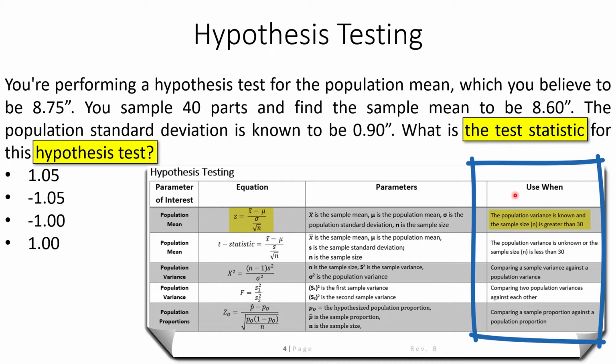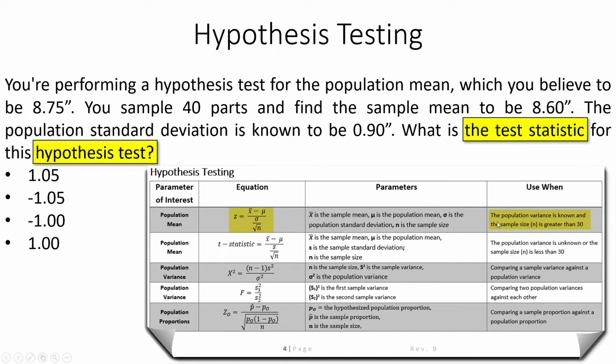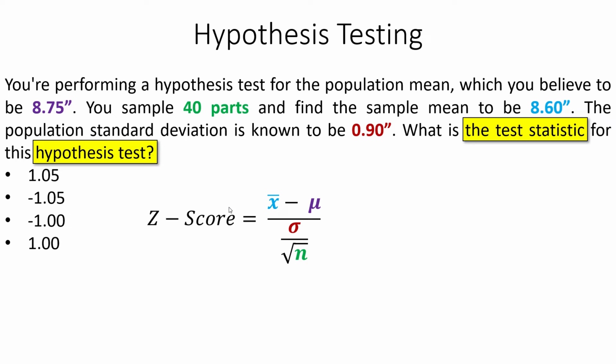By the way, on the right-hand side of this exam day cheat sheet, I've got this "use when" column. So you use this equation when the population variance is known and the sample size is greater than 30. Both of those conditions are met in this problem statement. So we now need to use this particular equation to calculate the test statistic for this hypothesis test.